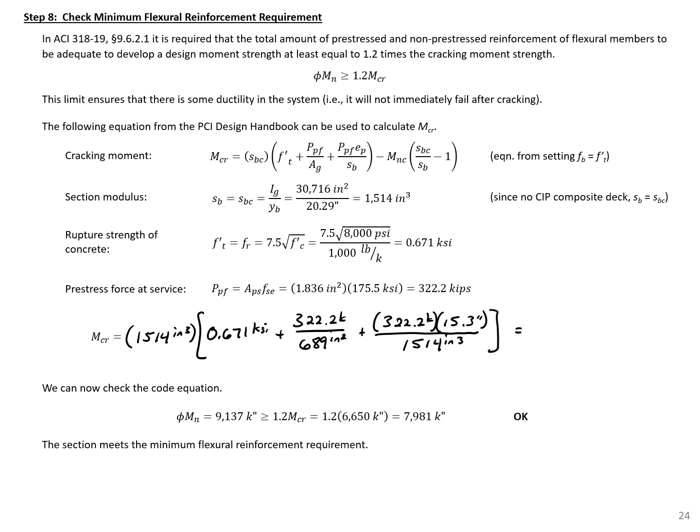So we'll get a cracking moment here of 6,650 kip-inches. We can take 1.2 times 6,650 and compare it to our nominal moment, 9,137, and see that we have sufficient reinforcement to meet our minimum flexural reinforcement requirement.